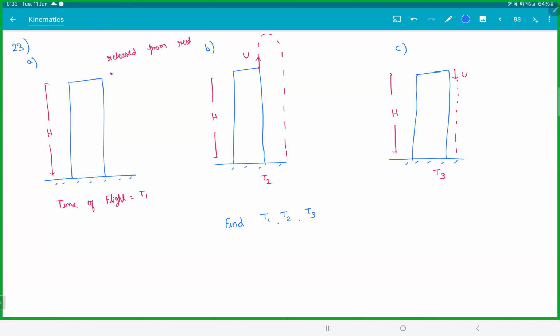Let's get this. Now we started throwing from buildings. Root h by 5. Okay. Leave your answer in terms of g. That's okay. Get the remaining two. First one is fine.